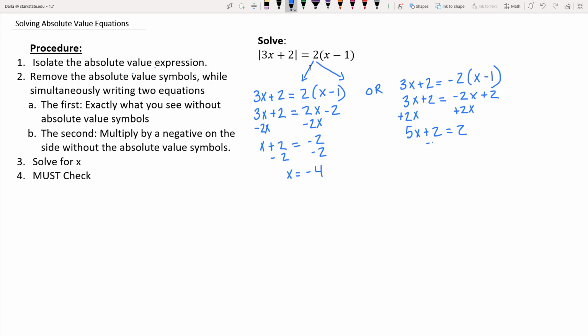I go and subtract 2 from both sides. And I get 5x is 0. Divide by 5. I can see that x is 0. And it appears as though my solutions are the set negative 4 comma 0, so one of these two. But I technically have to check this. So I'm going to go back to my original, and where there's an x, I will plug in both of my solutions as a check.